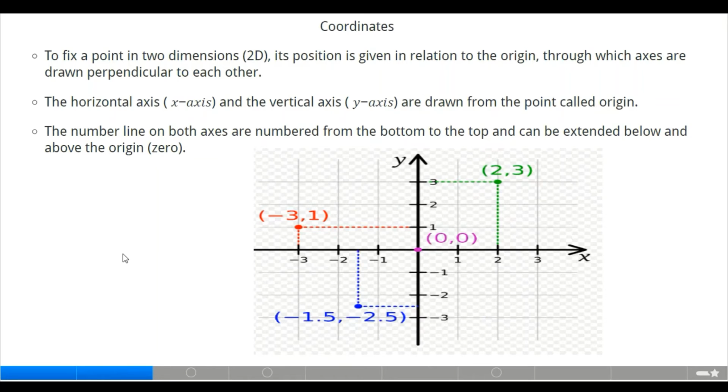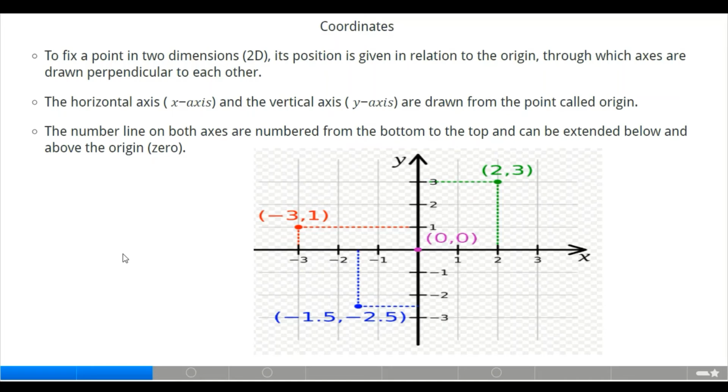To fix a point in two dimensions, which is 2D, its position is given in relation to the origin, through which axes are drawn perpendicular to each other. The horizontal axis, which is the x-axis, and the vertical axis, which is the y-axis, are drawn from the point that is being called what? Origin. Okay, the numbers on both axes are numbered from the bottom to the top and can be extended below and above the origin. So the origin is always starting with 0.